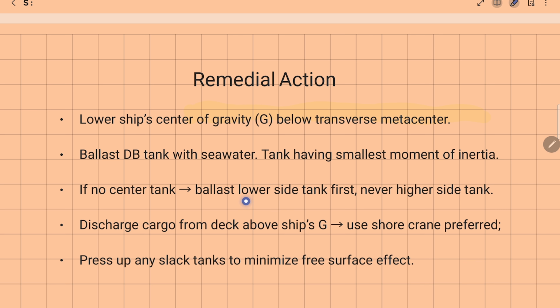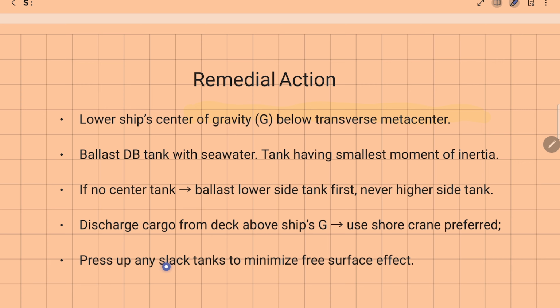Always ballast the lower side tank first. Meaning if the ship is lolled to starboard, then select the starboard DB tank. Because when we start ballasting the starboard DB tank, there will be an increase in the heel because of the list, but it will be very controlled. And as the G starts coming down, the effect of the negative GM on the heel will reduce, and the heel will start becoming lesser. So once the lower side is full, only then can the higher side tank be filled up.